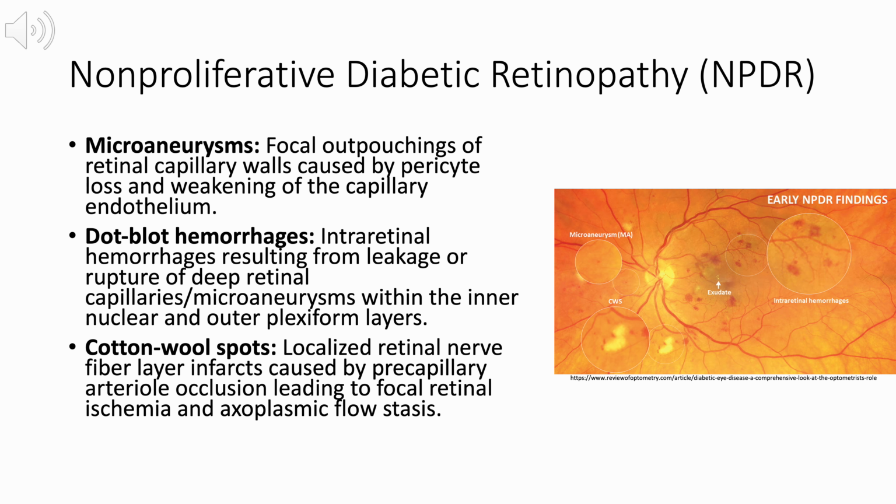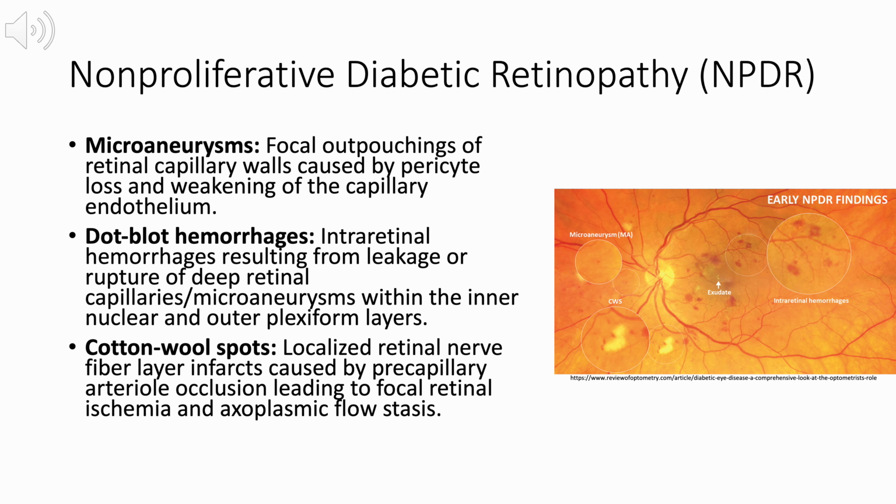Dot blot hemorrhages are intraretinal hemorrhages resulting from leakage or rupture of the deep retinal capillaries and microaneurysms, occurring within the inner nuclear and outer plexiform layers. Their characteristic round, dot-like appearance is a direct consequence of that depth. In the compact, deeper retinal layers, blood is confined into a rounded configuration, in contrast to the flame-shaped hemorrhages that track along the nerve fiber layer more superficially.